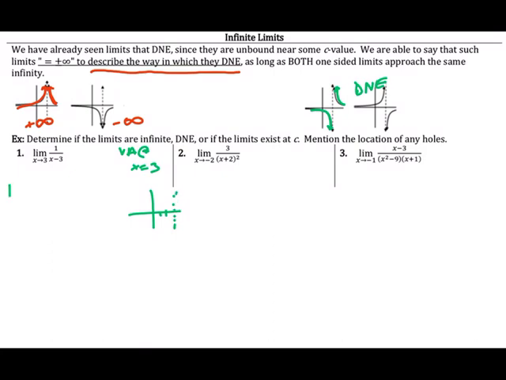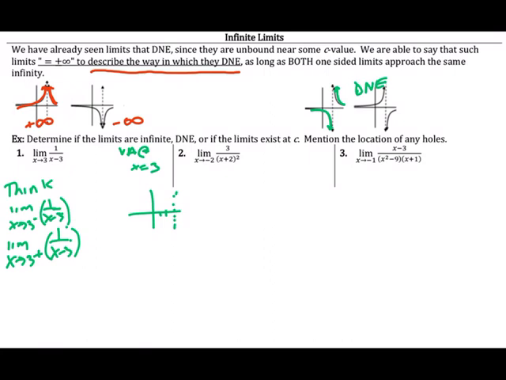So what I want to think about is the limit as x approaches 3 from the left of 1 over x minus 3, and the limit as x approaches 3 from the right of 1 over x minus 3. If those two limits are tending towards the same infinity, then we can say, even though the limit doesn't exist, that it is tending towards positive or negative infinity.